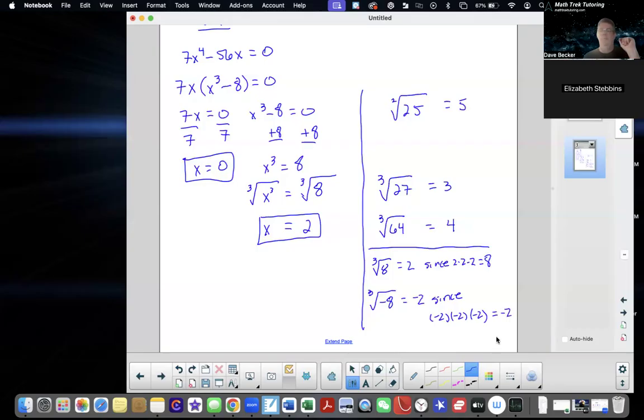I see. So there isn't a positive and negative solution for odd-numbered indexes. It's either positive or negative, not both. Okay? Yes.